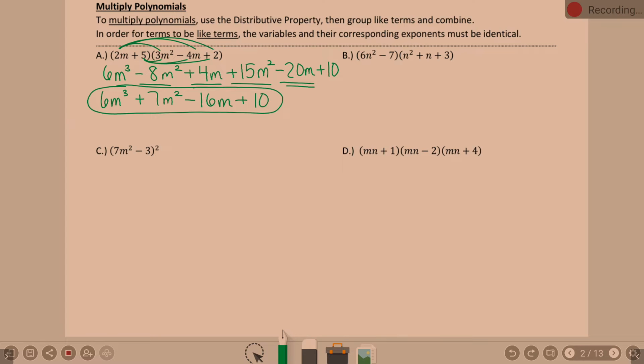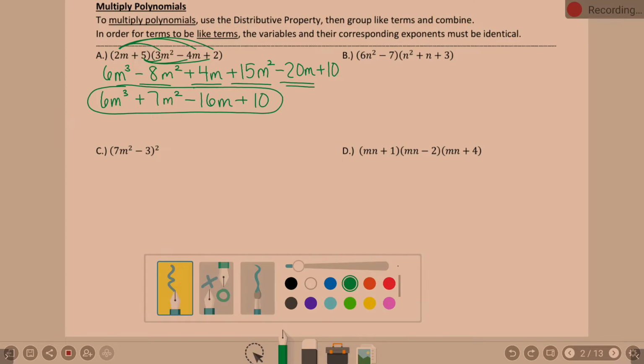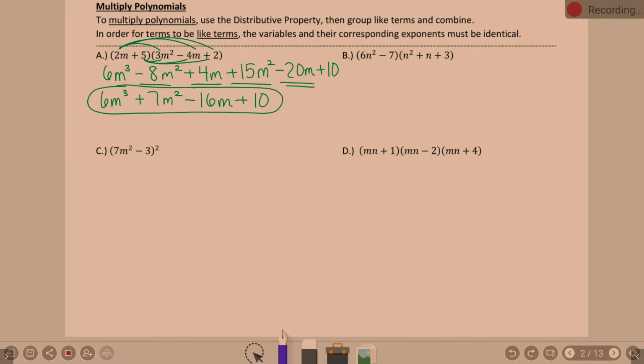You see D? I don't think B gets any worse. D does. Okay, let's try B. 6n squared minus 7 times n squared plus n plus 3. And notice, I'm not wasting a lot of time with binomial times binomial, am I? We FOIL all the time. This is the bigger stuff that we don't do all the time, so that's more of my focus.